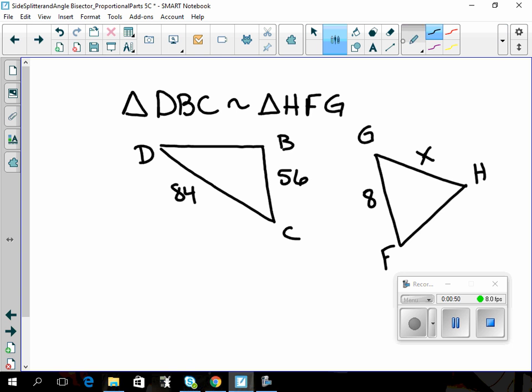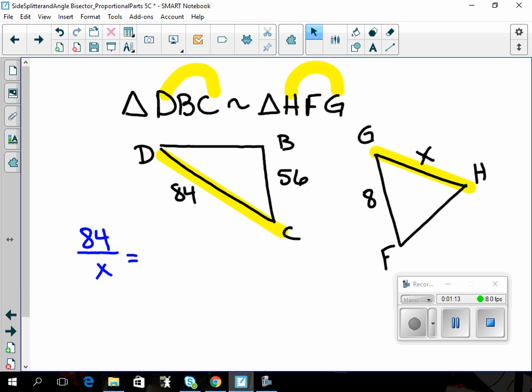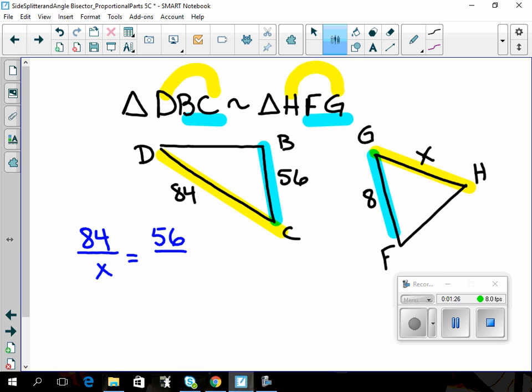So what that means is that I have to think to myself, I got to write a proportion. What does HG correspond to in the other triangle? Well, that's DC. So I know that those are corresponding sides, which means when I write my proportion, that's what I'm going to use. Okay? Then I'm going to look at what else I'm given in the triangle. I'm given this BC. Well, BC corresponds to FG. Luckily, I'm also given FG. So I can finish my proportion. Okay? And we can go from there.